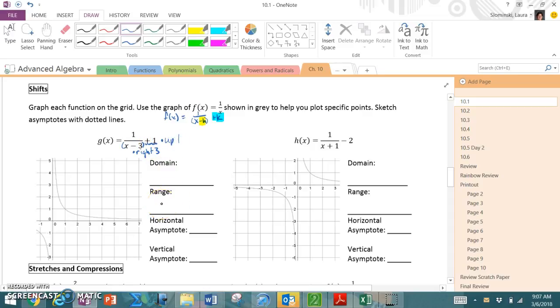So what I need to do is take those asymptotes. First I'll take my vertical asymptote, which was at 0. I'm going to move it to the right 3, so it's going to be at 3. A vertical shift doesn't affect the vertical asymptote, but it does affect the horizontal asymptote that was at 0, so that's going to go up 1.